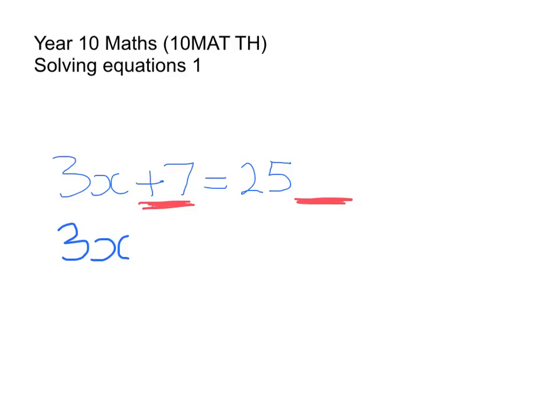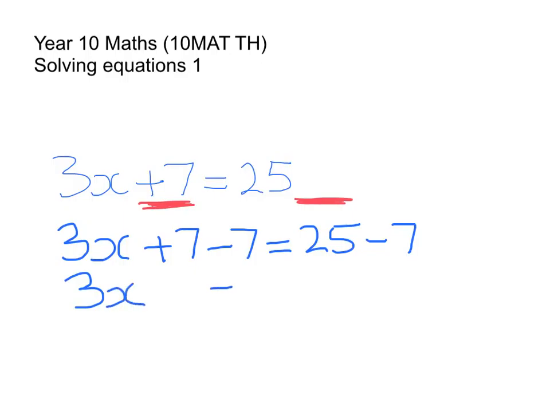Now in Year 9 we would have done that like this. So we show that we're doing the same thing to both sides. That's still a correct statement, but in Year 10, we know that you're used to doing that, so you don't need to show me that line, you just need to do it. So we're going to write 3x equals 25 minus 7, which is 18. So that's the minus 7 line.